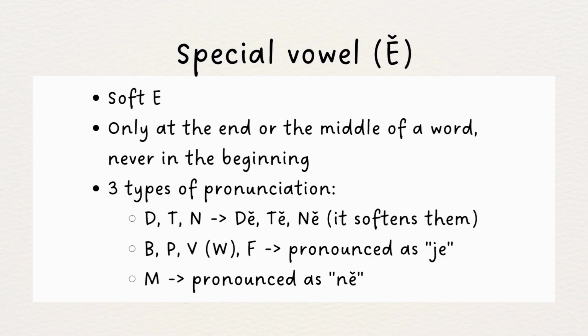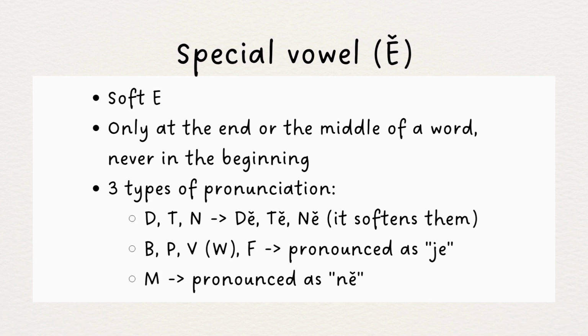There's one other vowel which I have put aside intentionally because it's quite unique. It's an E with a hook over it. It's a letter specific only for a few Slavic languages, and it can be used only inside the word, never in the beginning. Think of it as a soft E. We pronounce it differently based on what consonant it follows. There are three types of pronunciation. After D, T, and N, it's like these consonants soften, so it becomes dye, tye, nye.